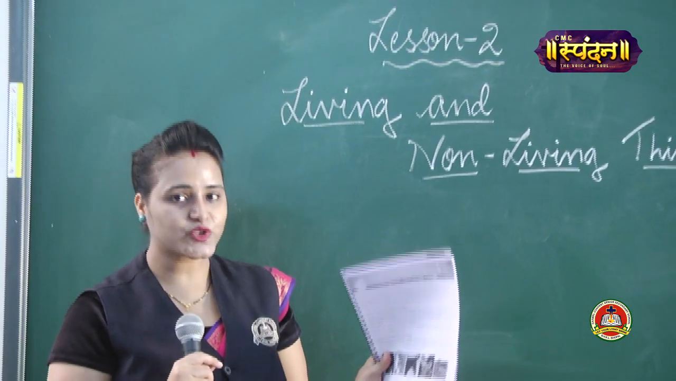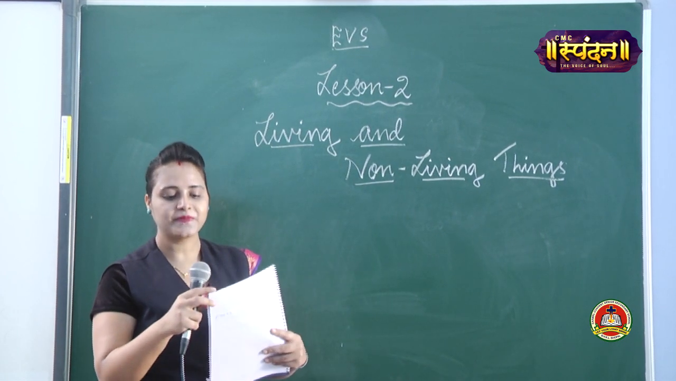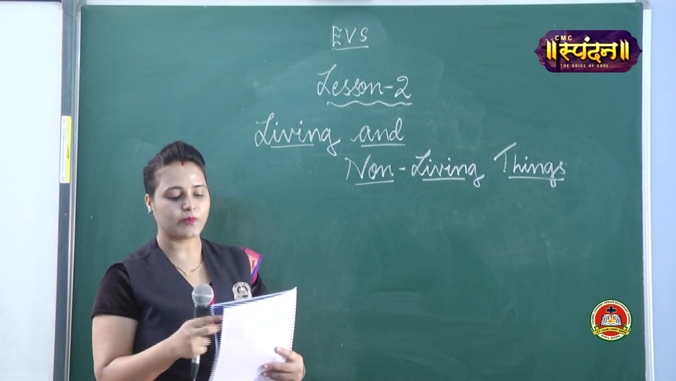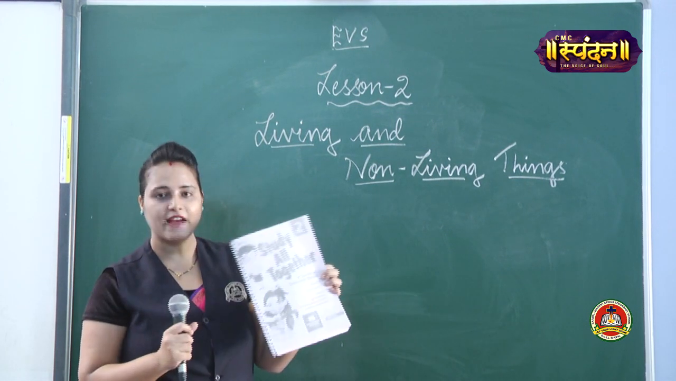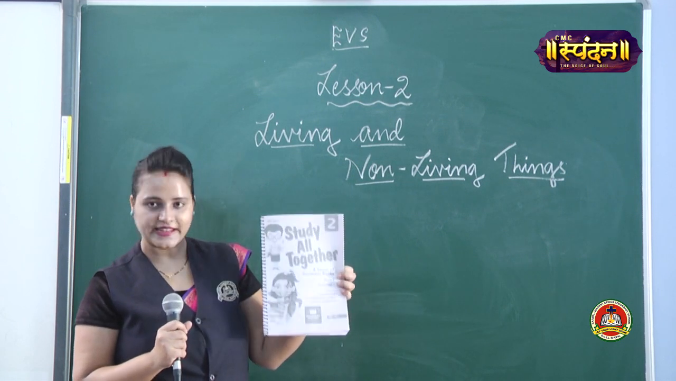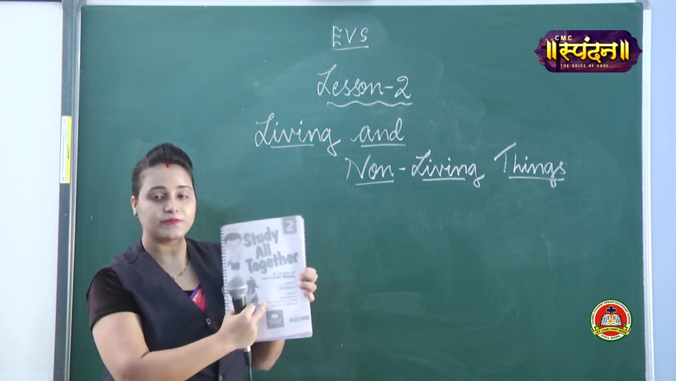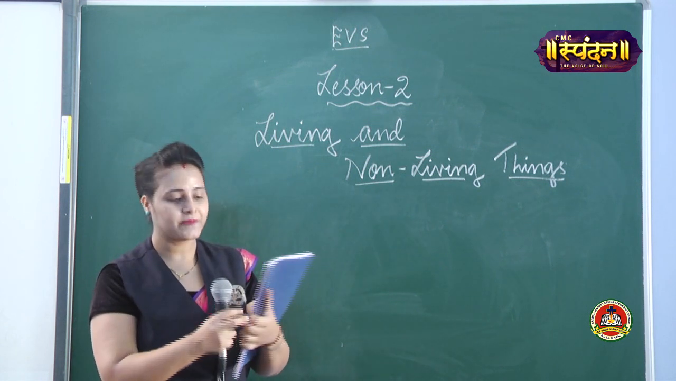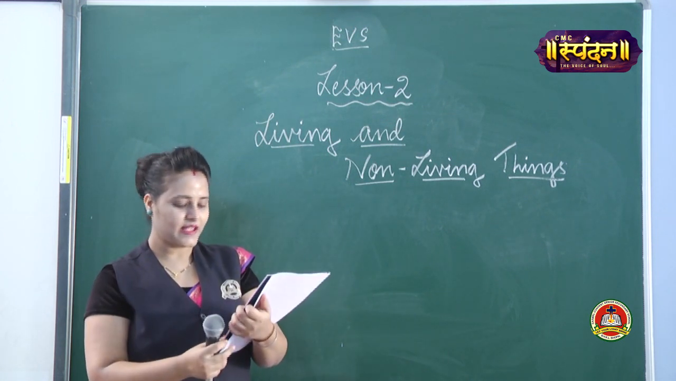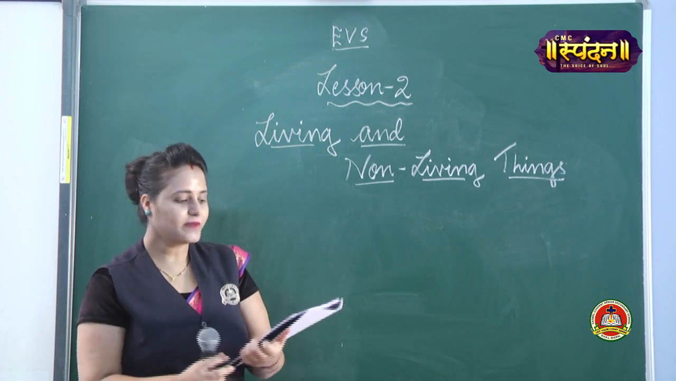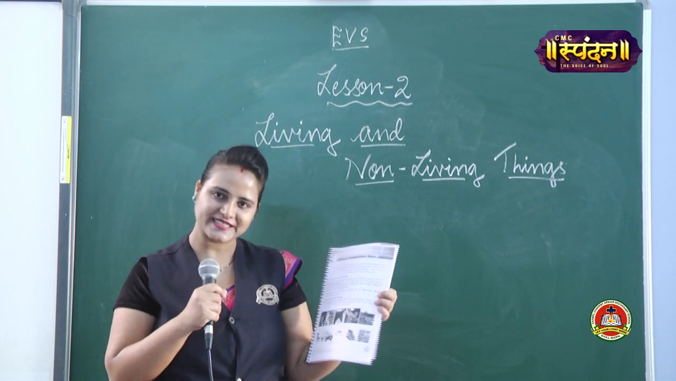I hope you all have your books with you. Please be ready with your books. Study All Together, Semester 1, please open your books all of you. This is your book, you all know this. Have a look at it. The name of the book is Study All Together, Semester 1, and the subject is Environmental Studies. Please be ready with your books, everyone, and come to page number 145 of your book, that is lesson number 2, Living and Non-Living Things.